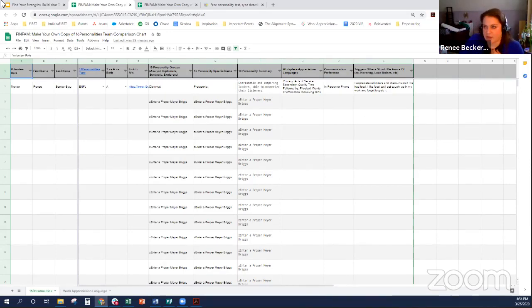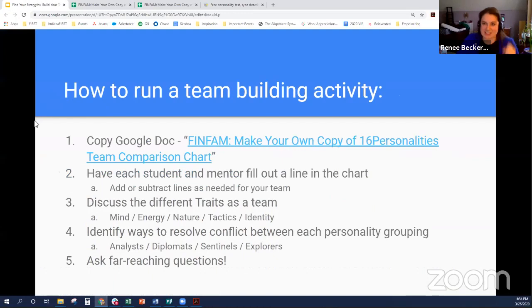So going back to the presentation, yes, it worked. If you have every student and mentor fill out a line in the chart, you can compile this information and then have a discussion, going through these different traits as a team. And you can identify ways to resolve conflict between these different personality groups. And then that's where you can ask these fun, far-reaching questions like we did with the student board of directors, talking about what problems do you want to solve in the world? What brings you joy? Things like that.